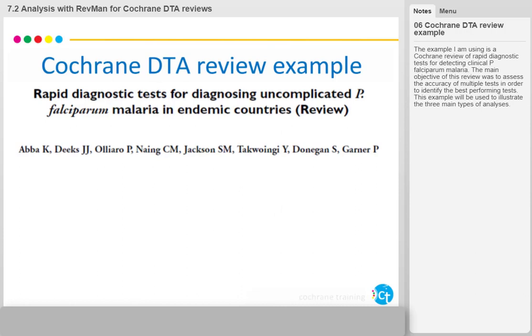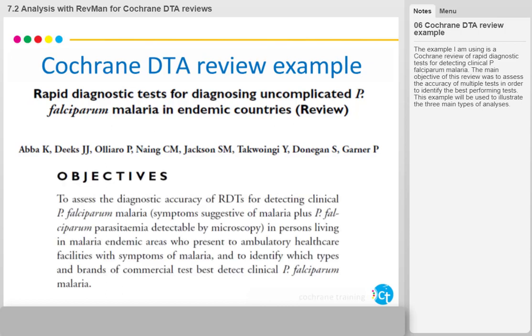The example I'm using is a Cochrane review of rapid diagnostic tests for detecting clinical P. falciparum malaria. The main objective of this review was to assess the accuracy of multiple tests in order to identify the best performing test. This example will be used to illustrate the three main types of analysis.